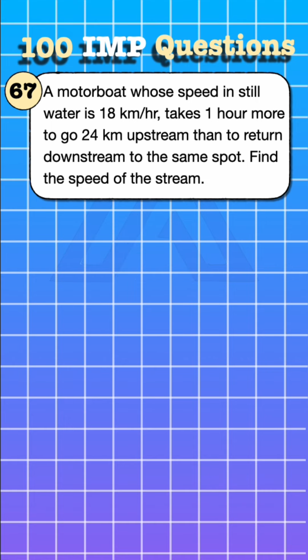Question number 67. A motorboat whose speed in still water is 18 km per hour takes 1 hour more to go 24 km upstream than to return downstream to the same spot. Find the speed of the stream.